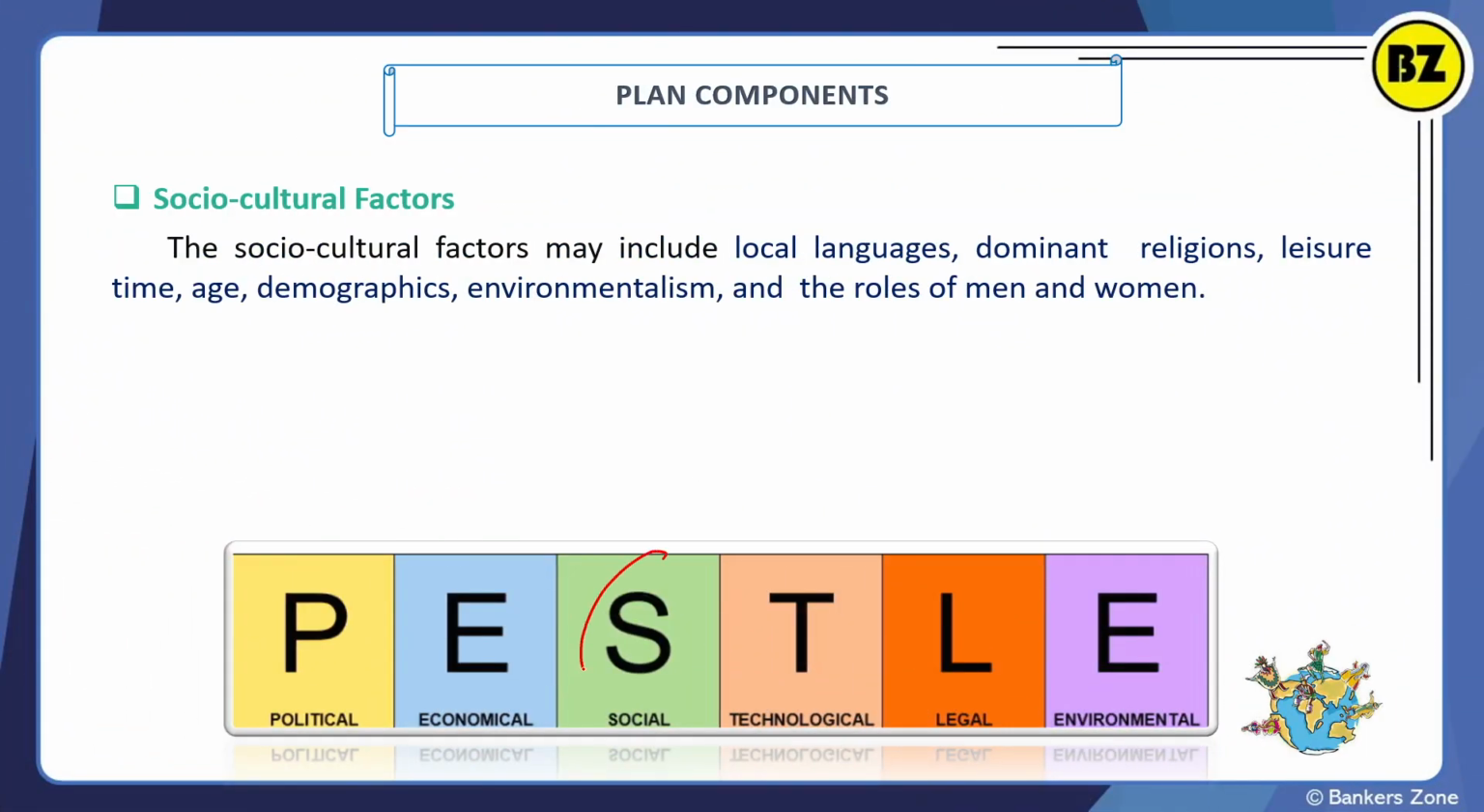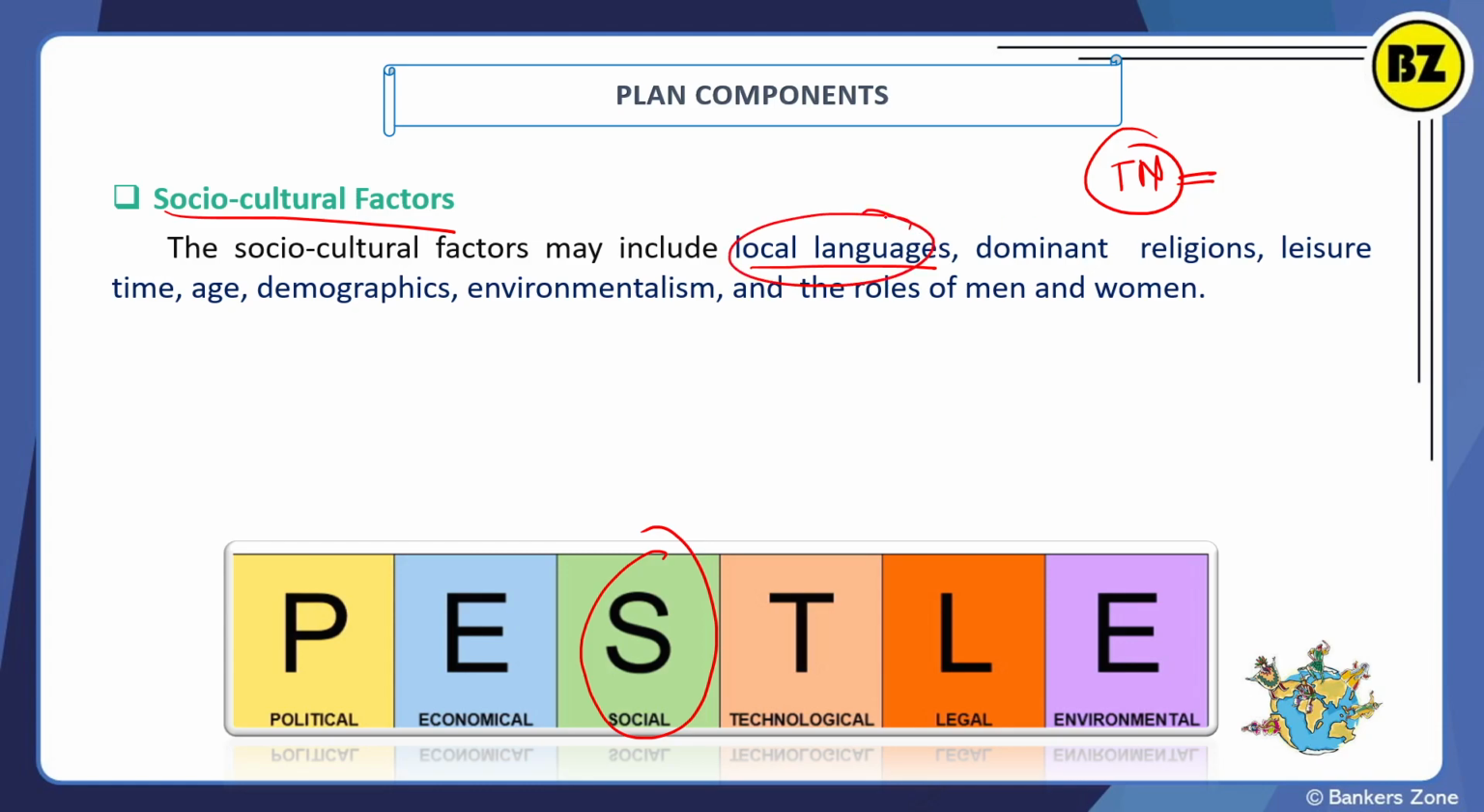Now next we have to discuss S, which means social. It is very easy. Socio-cultural factors. Socio-cultural factors include things like the local language. I have to set up a company, for example, in Tamil Nadu, right? So it is very important that I have workers who understand the Tamil language. Otherwise, it is very hard to survive in Tamil Nadu, right?